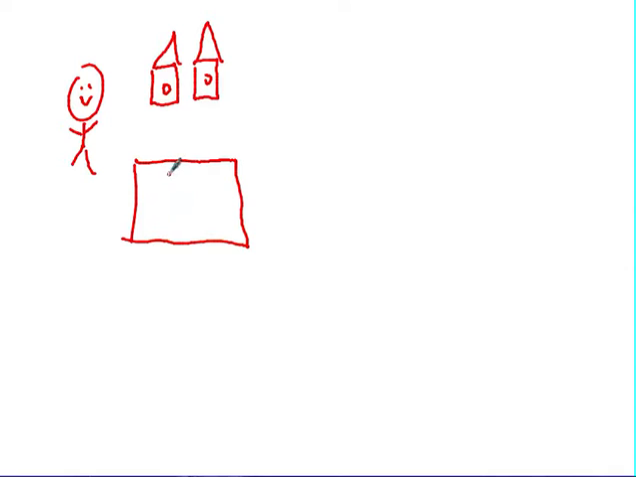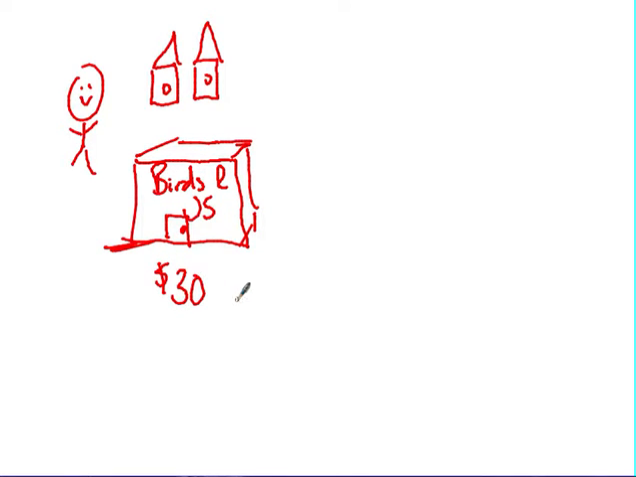So let's say that this is you, and you make birdhouses, and you make really good ones, and you have a store, and your store is something like Birds R Us. So this can be your store, and let's put some doors so they can come in. You sell the birdhouses that you make at Birds R Us, and you charge $30 for the birdhouses.